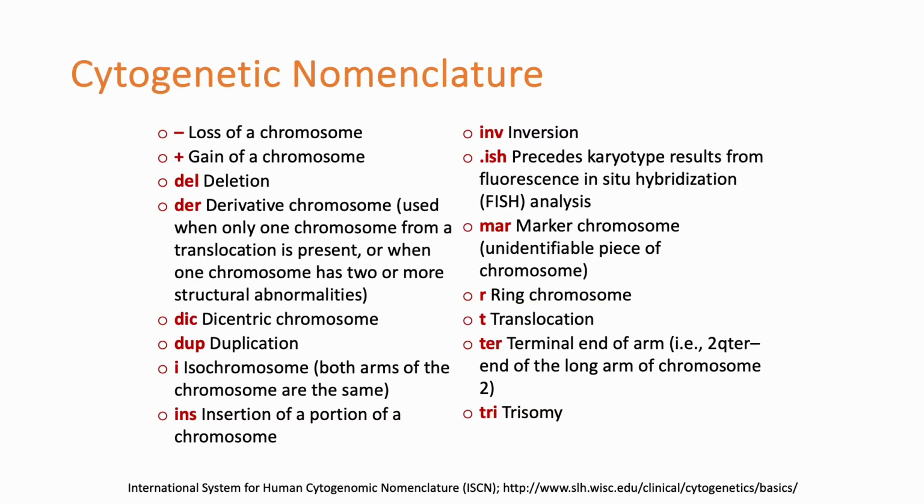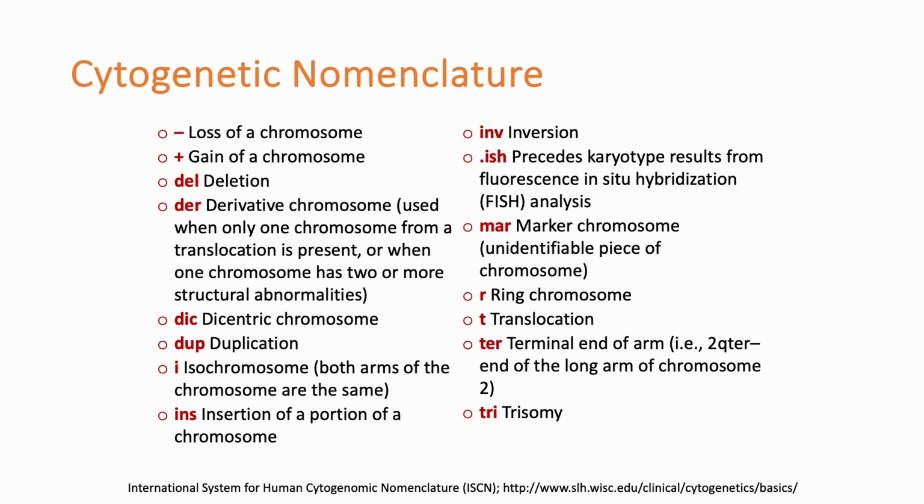This slide introduces some common cytogenetic nomenclature terms which help us describe different types of chromosome changes. First, a minus sign means that there's been a loss of a chromosome, while a plus sign indicates a gain. Del stands for a deletion, which means part of the chromosome is missing. DER is a derivative chromosome used when a chromosome has multiple structural changes or when it results from a translocation. DIC means a dicentric chromosome, which has two centromeres. DUP refers to a duplication, where a part of the chromosome has been copied.